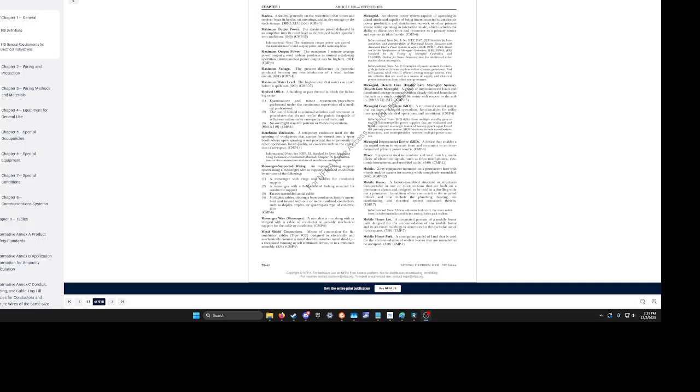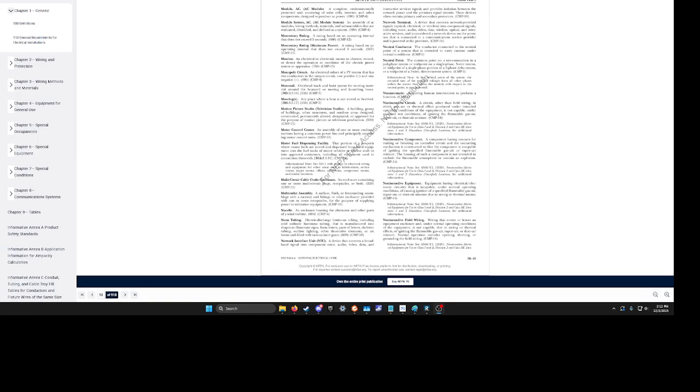messenger wire, a wire that is run along with or integral with a cable or conductor to provide mechanical support for the cable or conductor. So, for example, a support wire is a messenger wire in this scenario, I would assume. Next page.